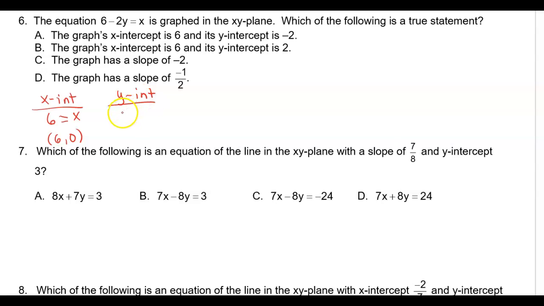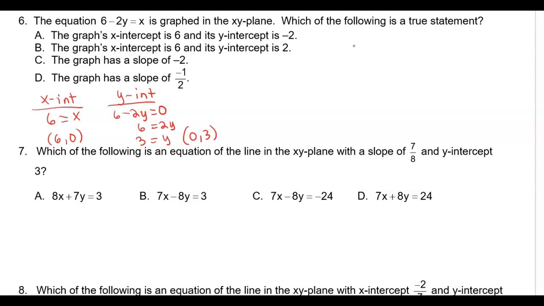The Y-intercept can be found when we let x equal 0. So we'll get 6 minus 2y equals 0. All we have to do is solve that. It takes just 2 steps. Add 2y to both sides and divide by 2. The Y-intercept is 3. So I'll read choice A. The graph's X-intercept is 6 and its Y-intercept is negative 2. That's false, so I won't pick it. Choice B. The graph's X-intercept is 6 and the Y-intercept is positive 2. That is also false, so I won't select choice B.